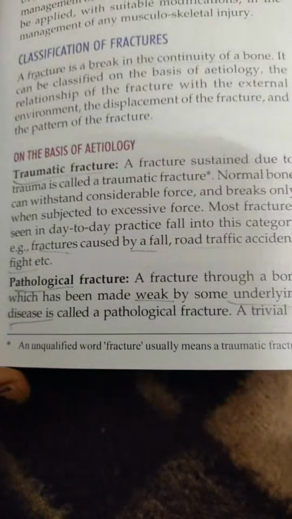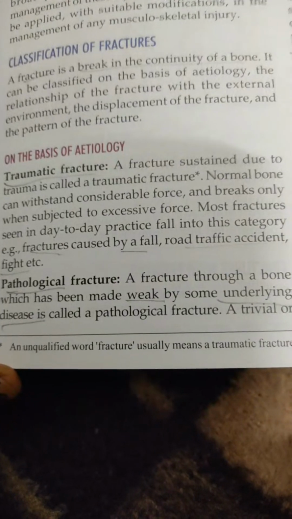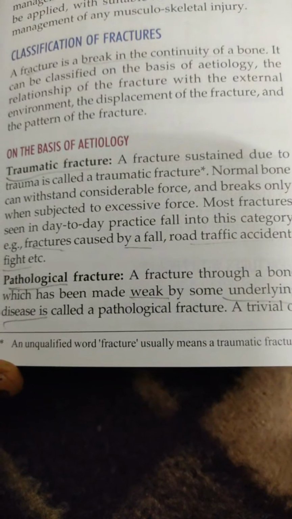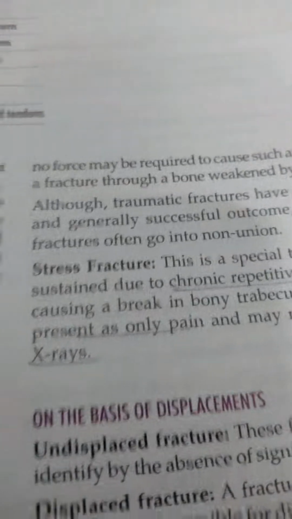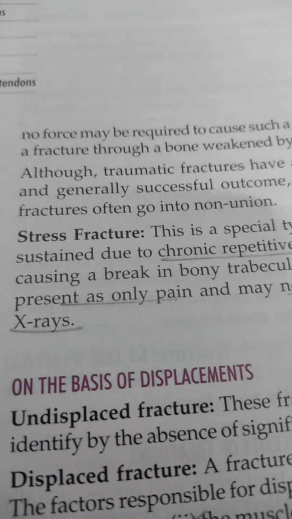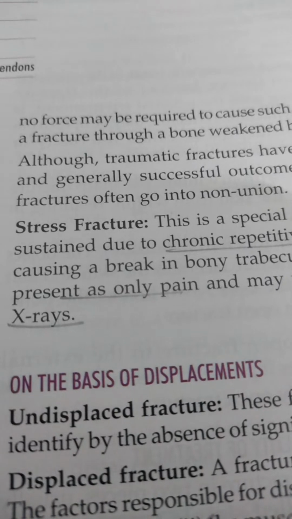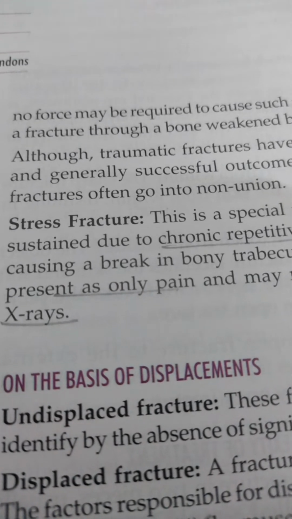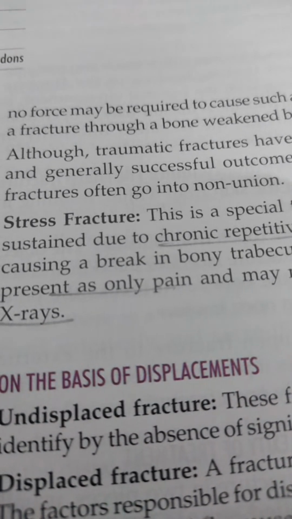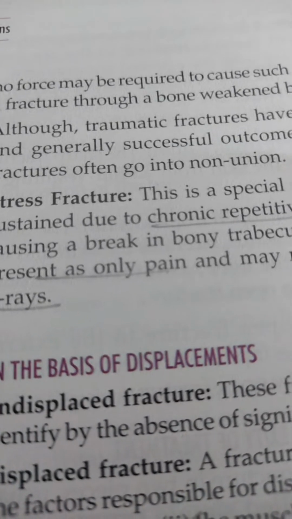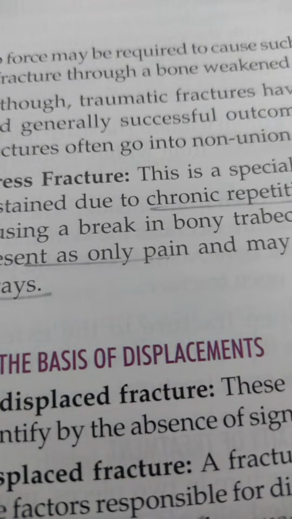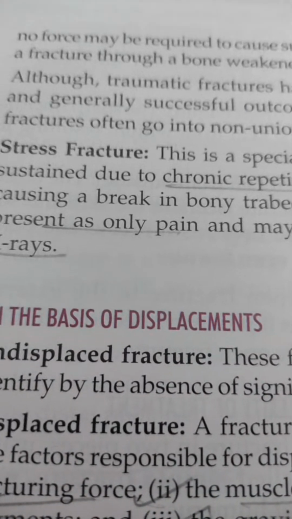Pathological fracture. A fracture through a bone which has been made weak by some underlying disease is called a pathological fracture. A trivial or no force may be required to cause such a fracture, that is, a fracture through a bone weakened by metastasis.